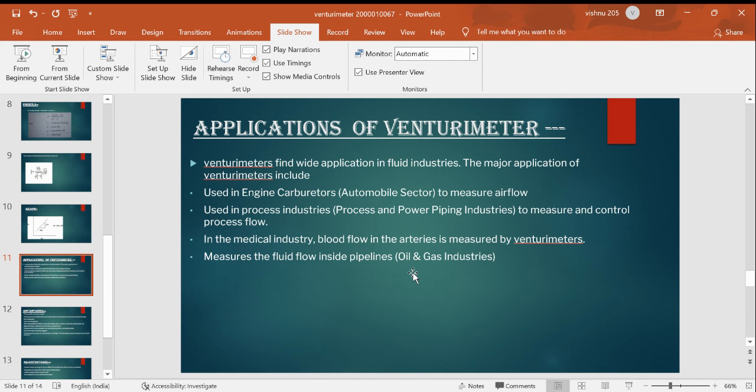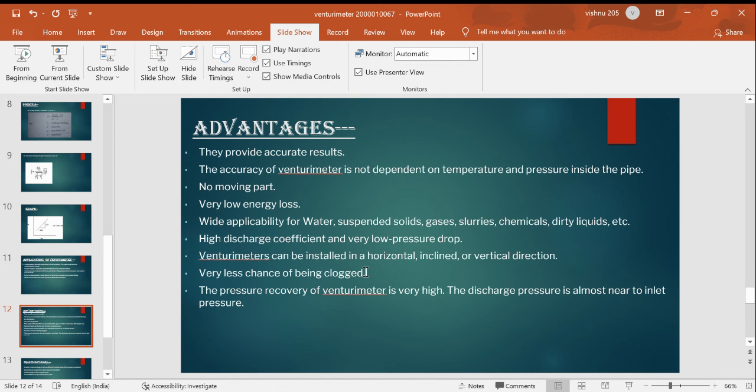Now we'll discuss what are the applications of the venturimeter. First, venturimeter finds very wide applications in fluid industries. It is also used in automobile sectors. It is also used in process industries. In the medical industries, blood flow in the arteries is measured by venturimeters, and it also measures the fluid flow inside pipelines. Then, what are the advantages of the venturimeter?